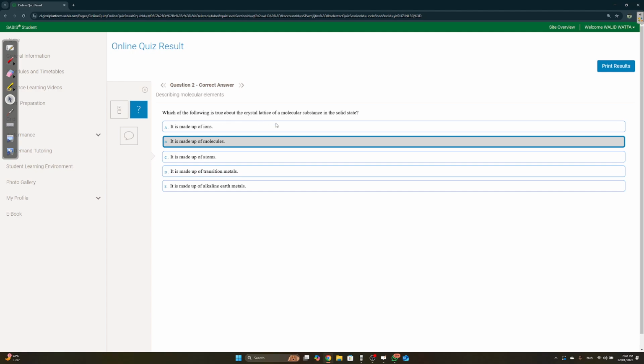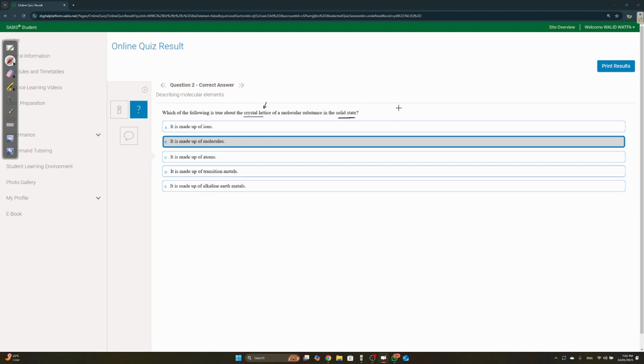Question 2. Which of the following is true about the crystal lattice of a molecular substance in the solid state? Every compound, if you zoom in, is kind of made out of crystal lattices, okay? Because they all form a structure together as a solid, right? Solids are pretty much crystals. Whether you're an ionic compound or a molecular compound, you're going to have a crystal.